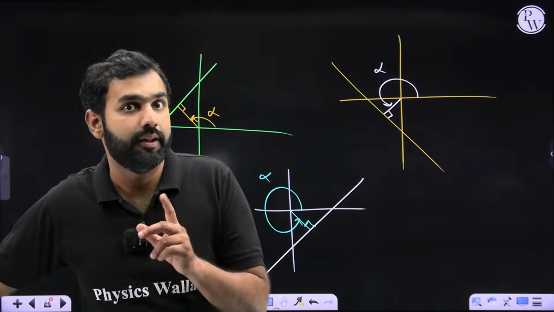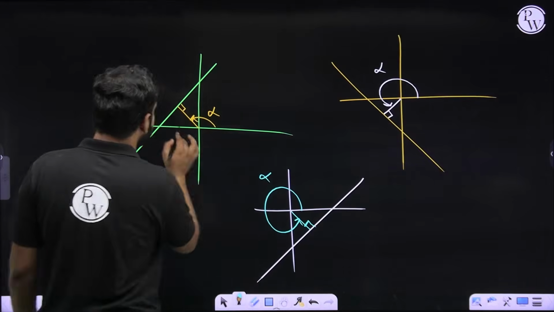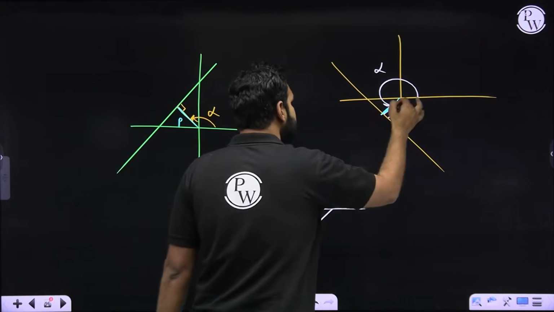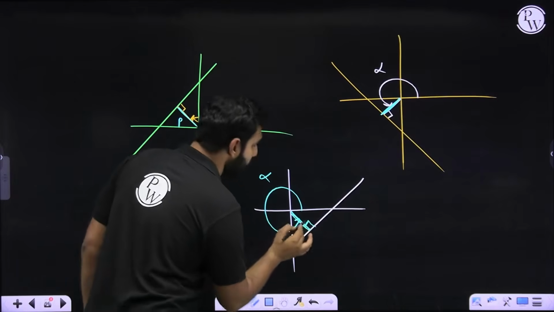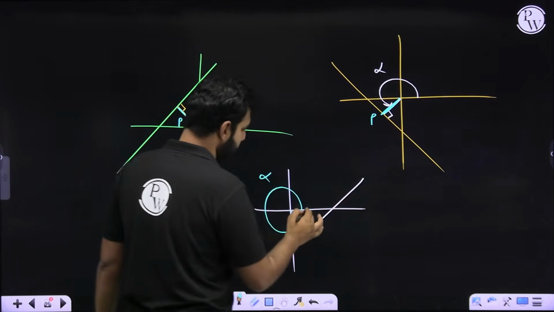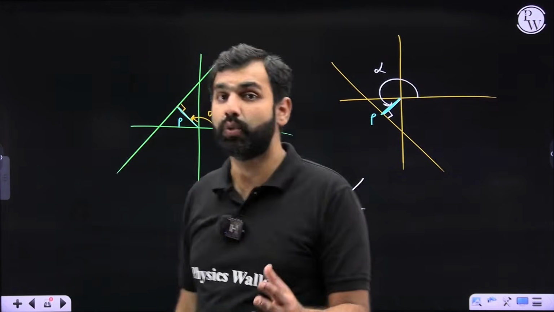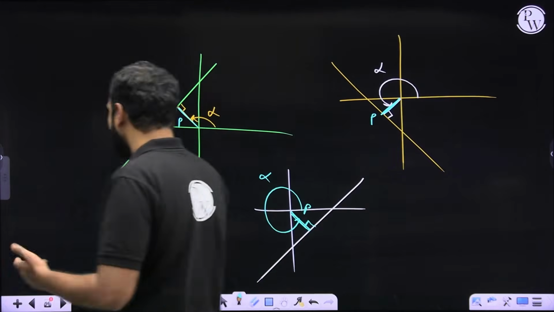Second thing, the length of that perpendicular. So this length over here, or this length over here, or this length over here, this is the value of p. Did you get that part very clearly? So if I am aware of these two things, I can define a line uniquely. That's my part here. Now, how did it come about?